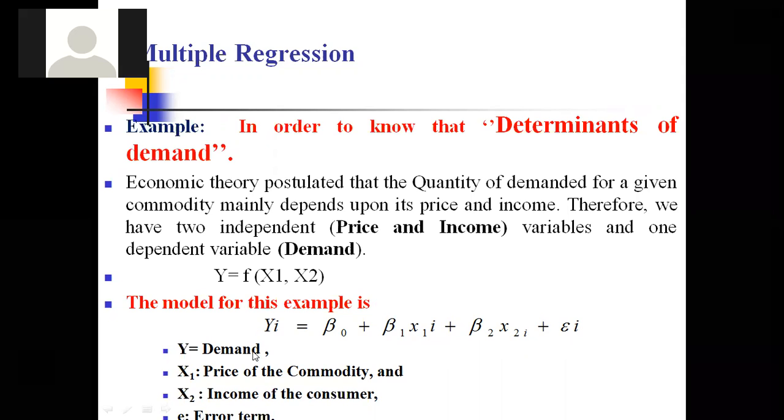So y is demand, because demand is the dependent variable. The price is the independent variable, so when the price changes, demand can change automatically. So demand depends on price and income. That's why y is demand, x1 is the price of the commodity, x2 is the income of the consumer, and e is the error term.